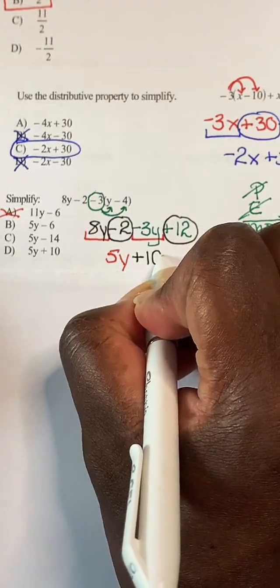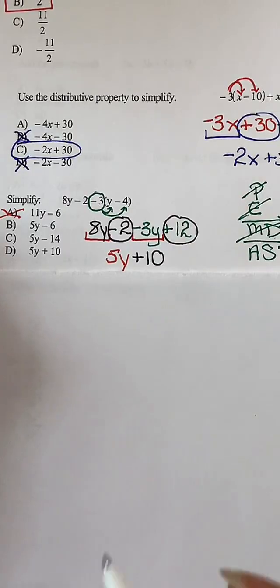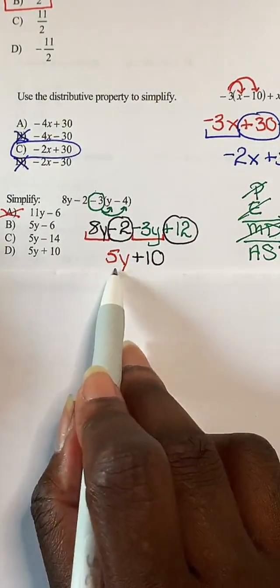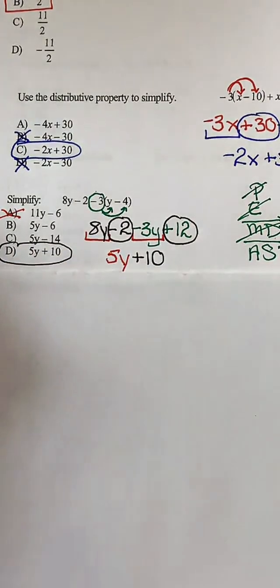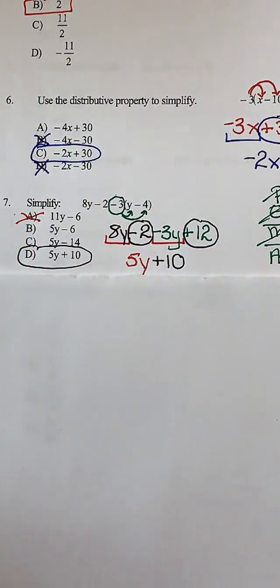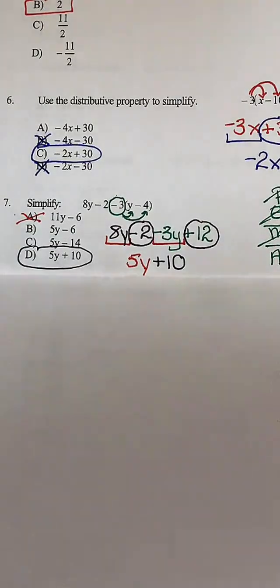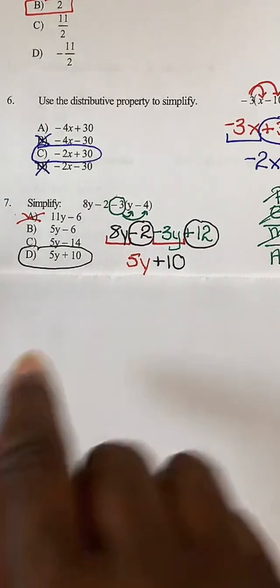So now we need to combine this -2 and the positive 12. Think of it: you have $12, you spent 2, that means you have $10 left. So 5y plus 10, we can't combine those, and there's my answer.